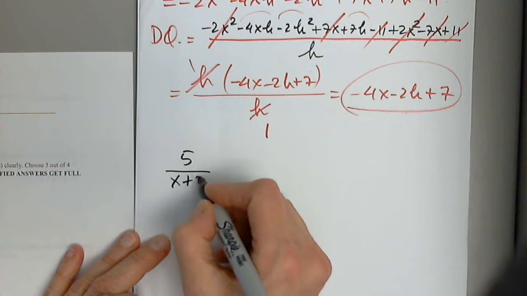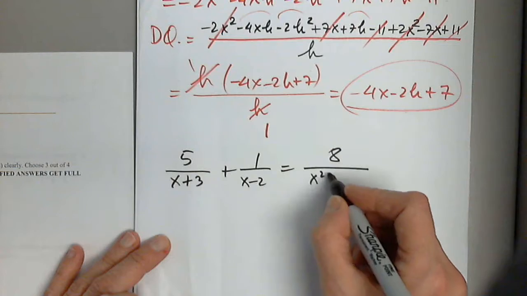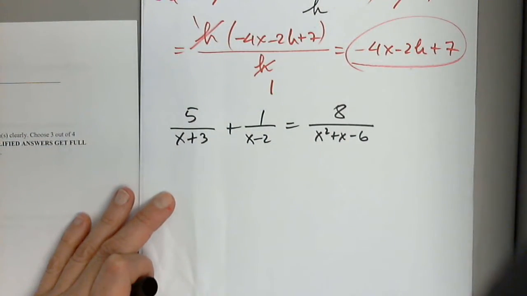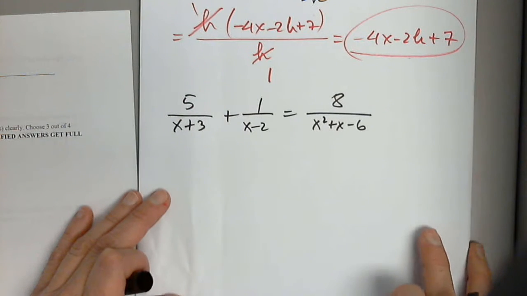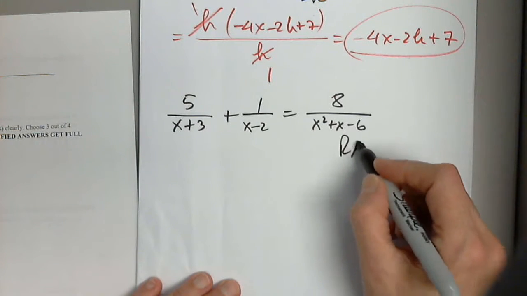5 divided by x plus 3 plus 1 divided by x minus 2 equals 8 divided by x squared plus x minus 6. This is definitely an equation. What type of equation is it? Rational. Excellent. It has a fraction. It has x in the denominator. It must be rational. Very good.